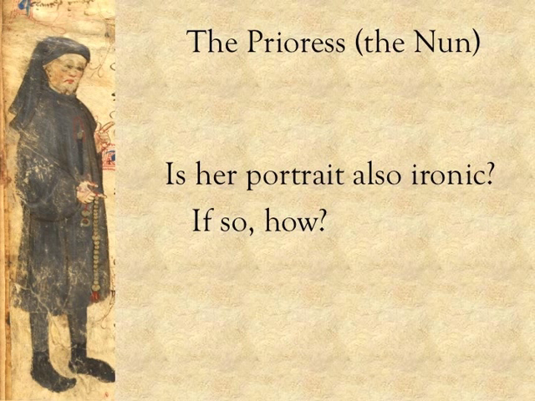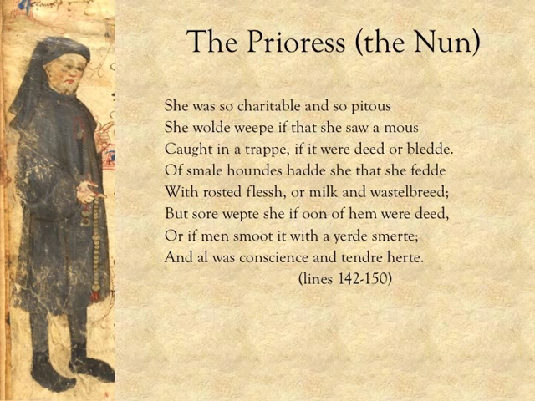I'd draw your attention to one particular passage in her portrait, which begins at line 142 and following, I suppose. And again, I'll sort of translate, and it says, "But to speak of her conscience, she was so charitable and so piteous," in other words, she was so sympathetic, "that she would weep if she saw a mouse caught in a trap, if it were dead or bleeding." And then the narrator goes on to say, "She had some small dogs that she fed with roasted flesh or milk and fine white bread. But she would sorely weep, she would cry, if one of them were dead, or if someone hit one of the dogs harshly with a rod or a stick."